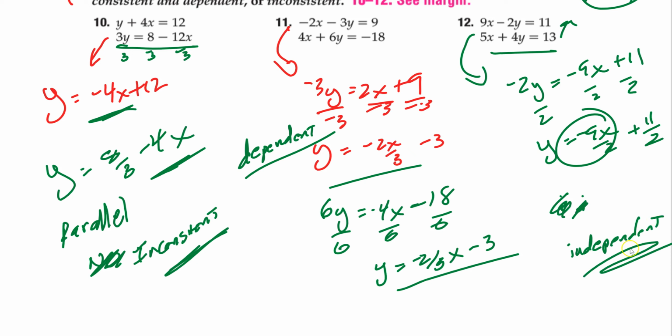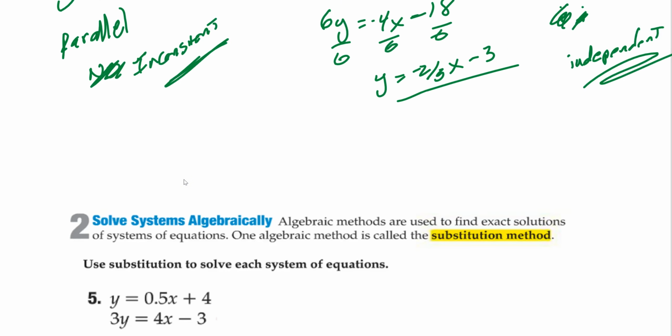Independent, dependent. Independent is one solution, they cross at one point. Dependent, they're the exact same line. And if they're parallel, they don't cross, we call that inconsistent. So those are the terms for that. Now let's talk about how to solve in alternate ways.